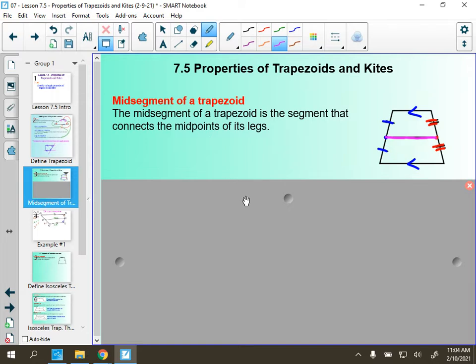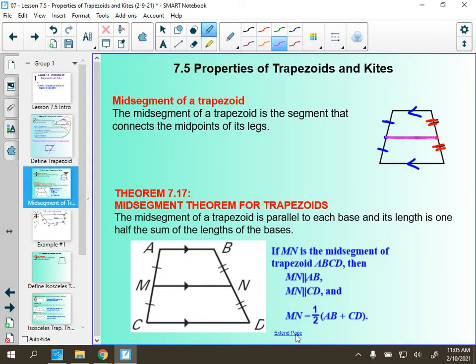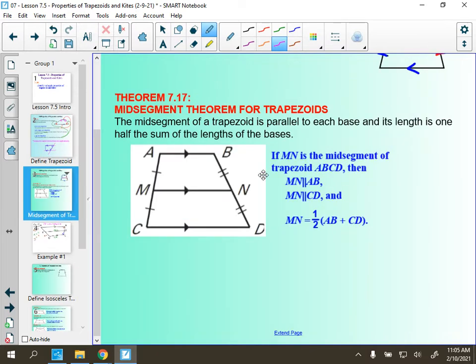All right, and then that segment itself actually has a couple properties that we should be aware of. So two of them, and kind of short and sweet. I think we can add them right here. So the mid segment of a trapezoid, one, is always going to be parallel to each base.